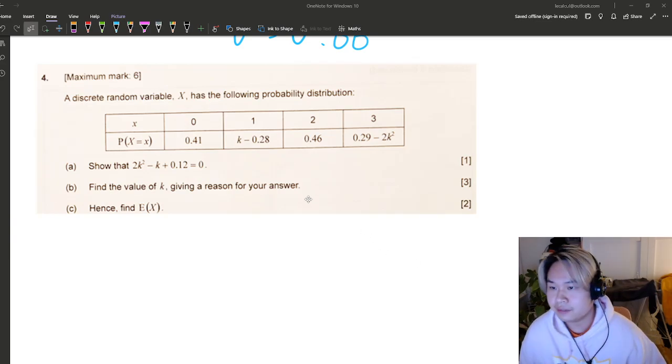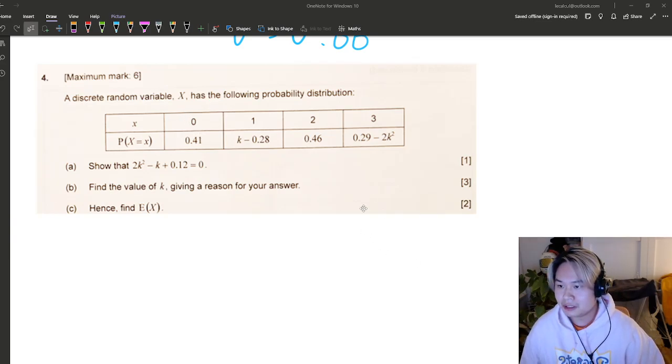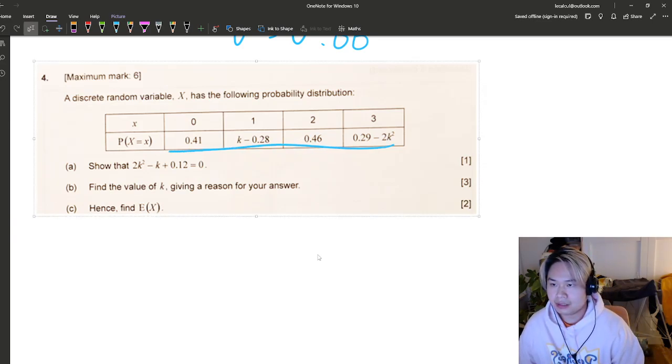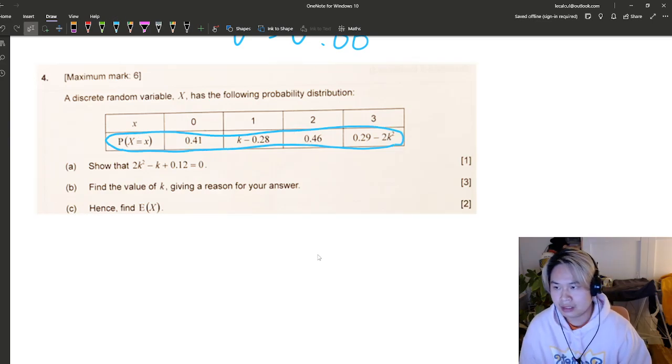Okay, we got a discrete random variable. Here's the probability distribution. Show that this equation is true. So from the probability distribution table, obviously all the probabilities of your discrete random variable need to sum to 1. And I'm sure if we just collect like terms and move everything to the left side, we will get this equation. Okay, so I guess I'll do that.